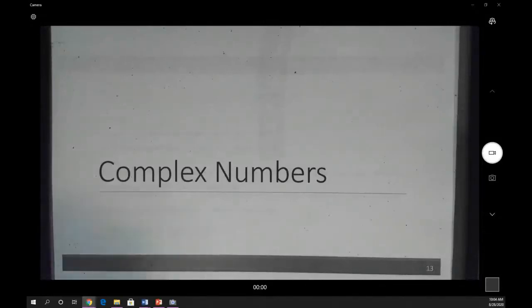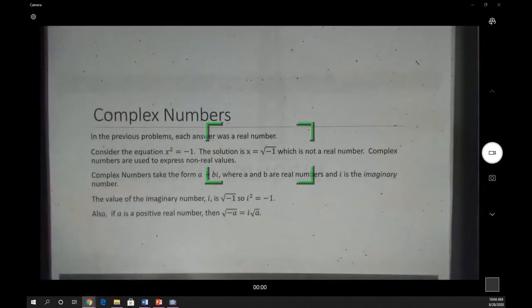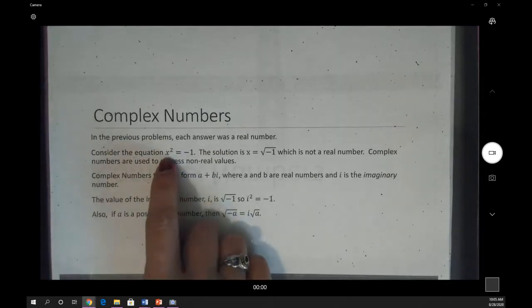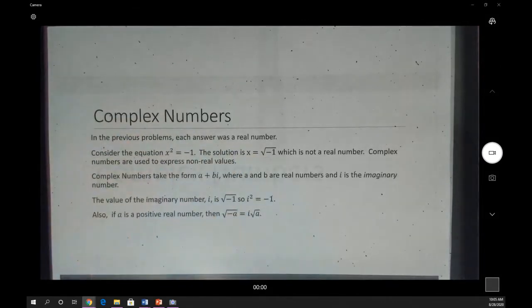In this video, we will be looking at complex numbers. In all the problems we've been doing so far, we've been getting real number answers. But if we want to think about the equation x squared equals -1, then to solve it, we would need to take the square root of both sides of the equation. That would leave us with the square root of x squared, which is x, equals the square root of -1. But we don't take the square root of negative numbers because that's not a real number. So that's where we bring in complex numbers.